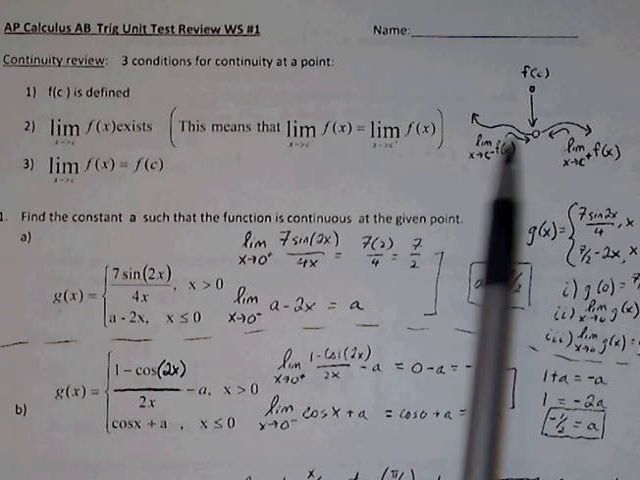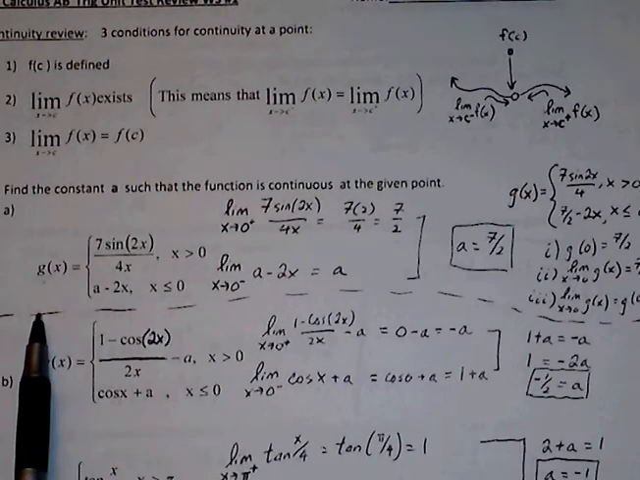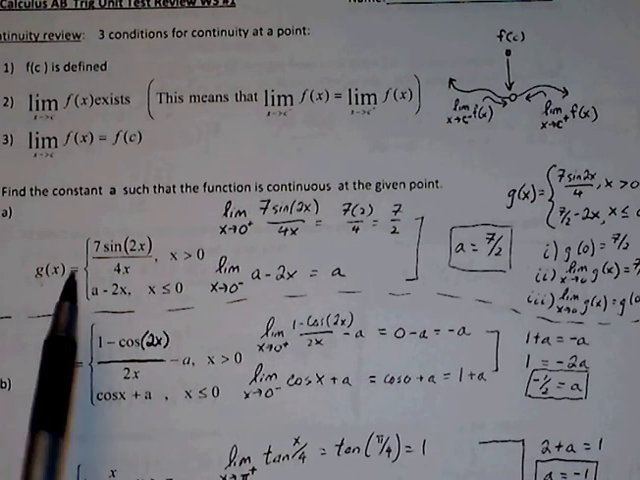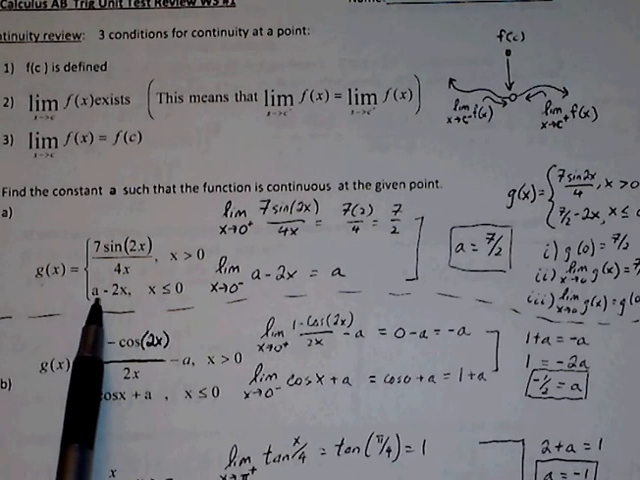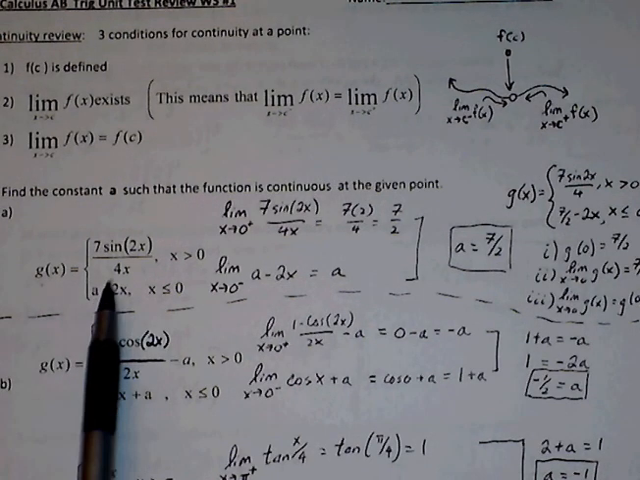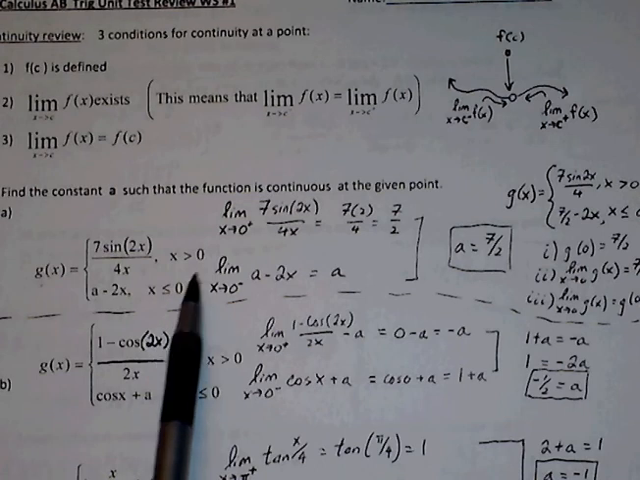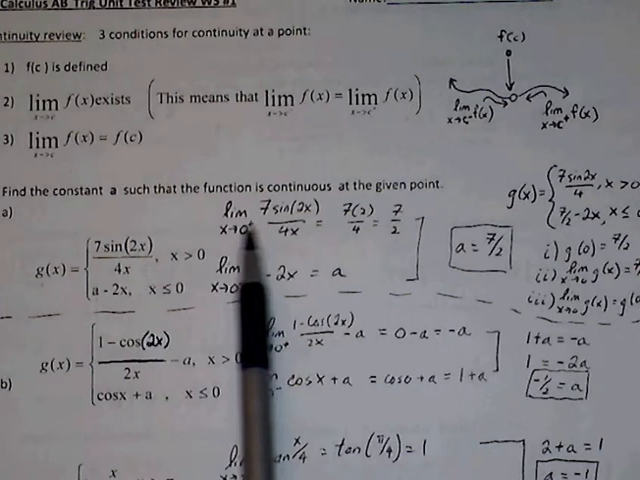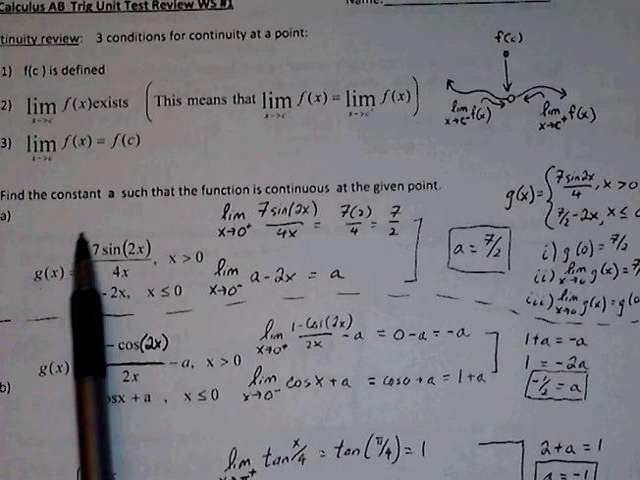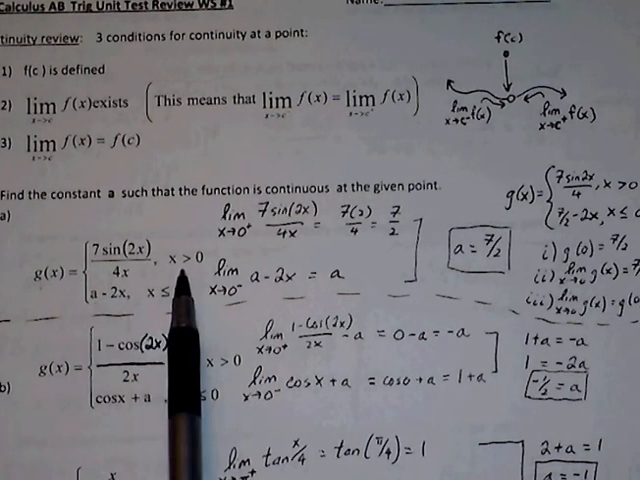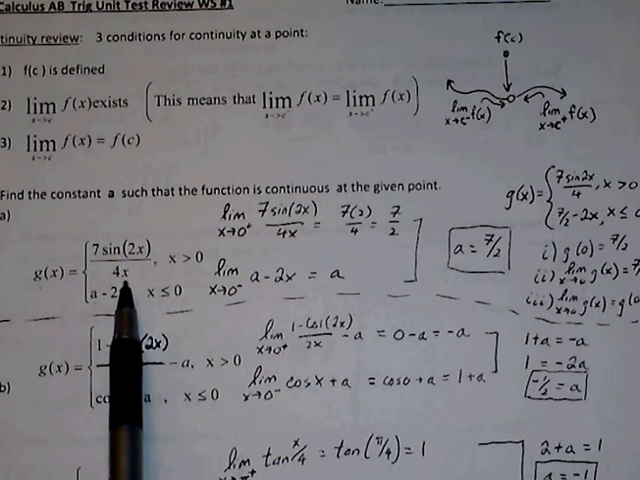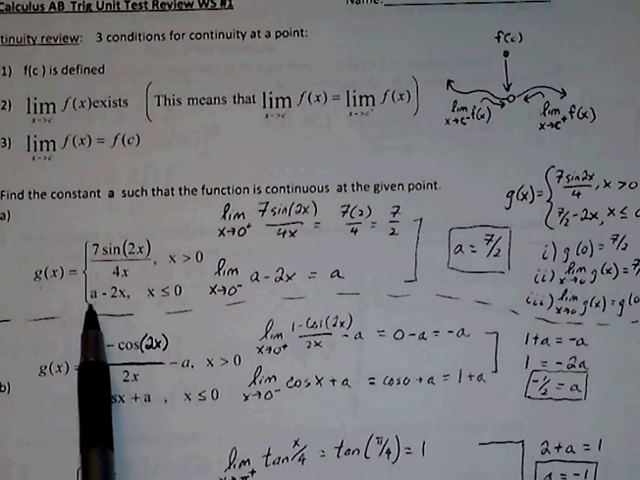Okay, let's look at number one. Find a constant a such that the function is continuous at a given point. So we're trying to get down to the value for a so that these two branches will meet at the same y value when x approaches 0. Okay, so this branch is going to exist to the right of 0, and this branch will exist to the left of 0. So let's first find out information about this branch, since we have too many variables.